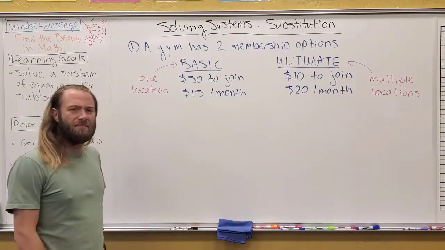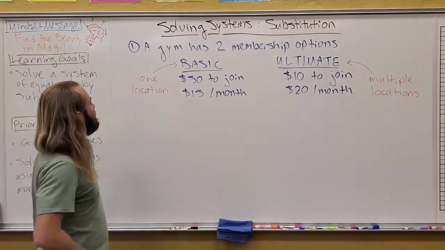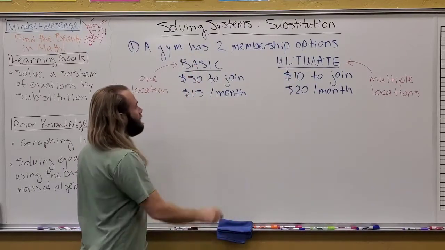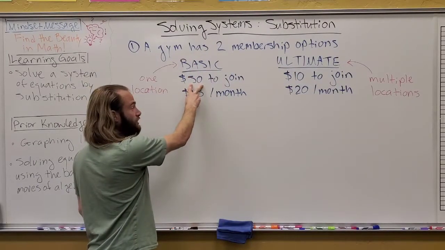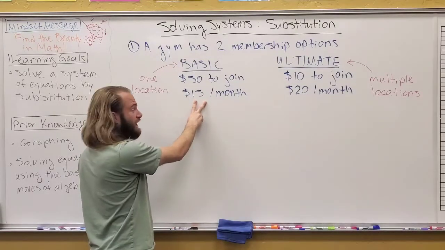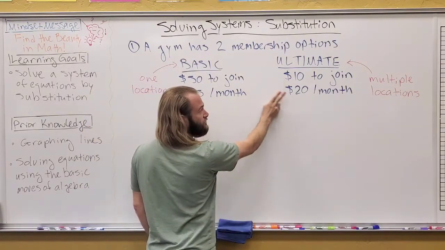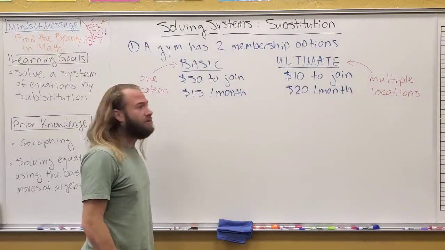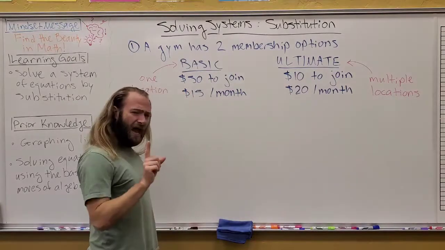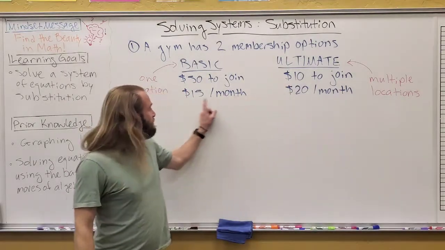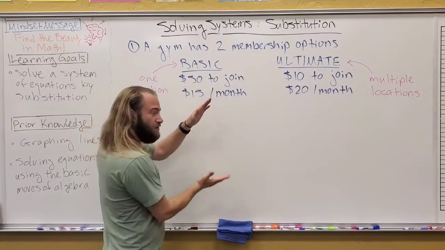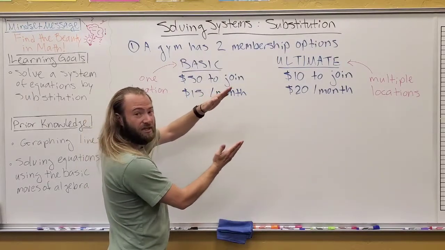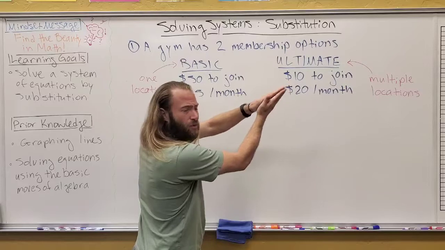Let's take a look at a problem that might be familiar to you to help introduce this method. So let's say we have a gym that has two membership options, the basic and the ultimate. The basic costs $50 to join, but then $15 per month after that. And then the ultimate costs $10 to join, and then $20 per month after that. Clearly, which one's cheaper just to join? The ultimate, right? However, the ultimate is $20 a month, which is more than this. So eventually, even though that ultimate starts cheaper, as you go up, you can imagine the line of increase in cost. The ultimate will catch up somewhere, right?